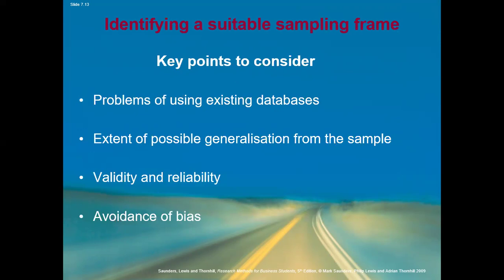However, to get information about the population size, if we are using a particular database, some available databases also have issues, and then everything will be messed up. That's why you should think about the available data, and also the extent of possible generalization from the sample, validity and reliability, and avoidance of biases.